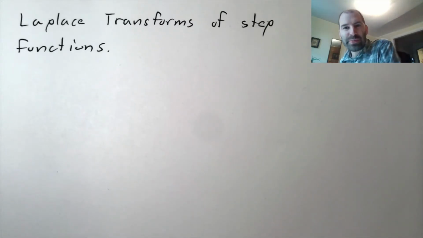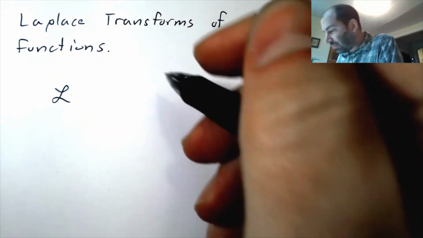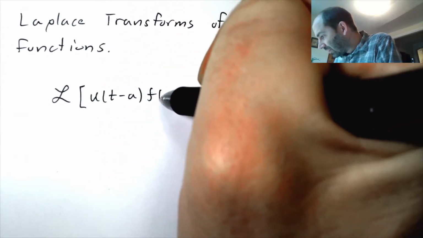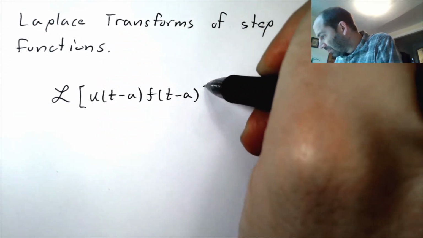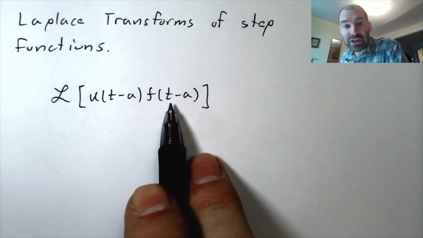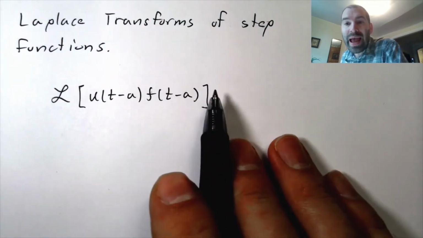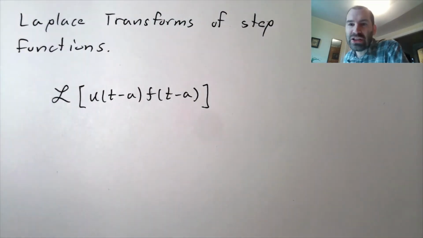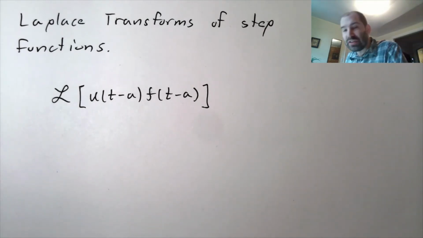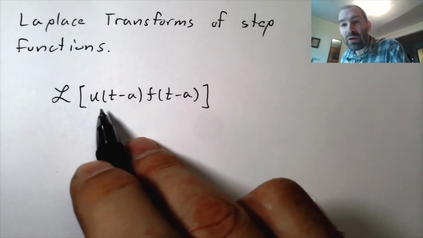Laplace transforms of step functions. So what we're going to be looking at here is the Laplace transform of a step function times another function. Now, I've written my function as a translation of a function, t minus a, that I've inserted in there. And whatever function you have, you can always view it as the translation of some other function. So this is completely general for us. This will allow us to treat any case.